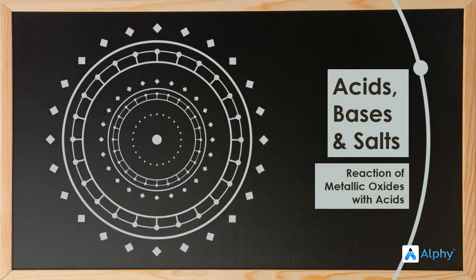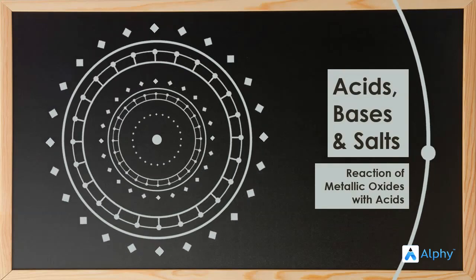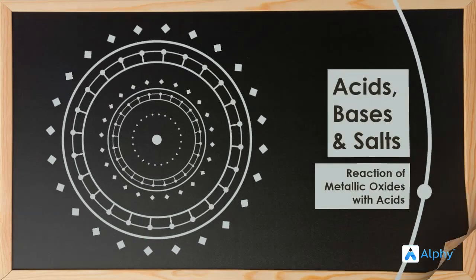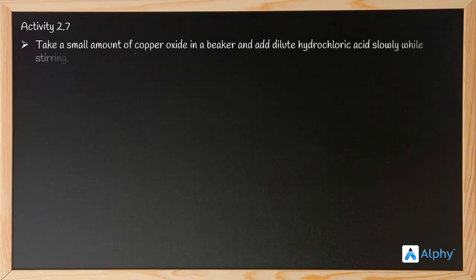Acids, bases and salts: reaction of metallic oxides with acids. So we have to perform a small activity in a virtual way to understand this topic in a better manner. So the activity is something like this. Activity 2.7. Take a small amount of copper oxide in a beaker and add dilute hydrochloric acid slowly while stirring.